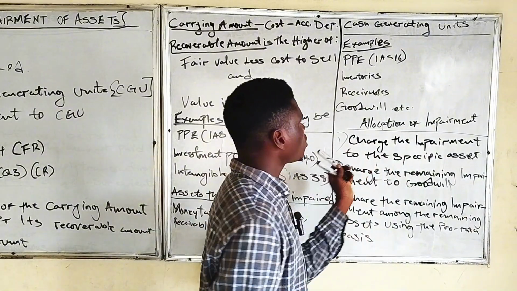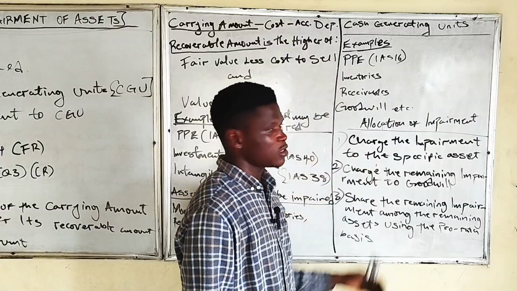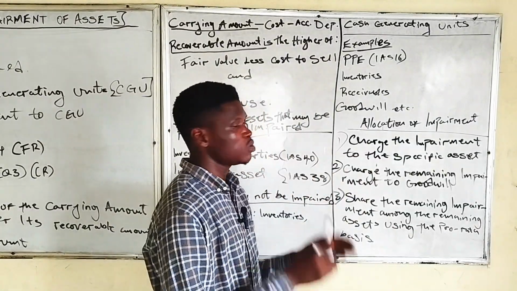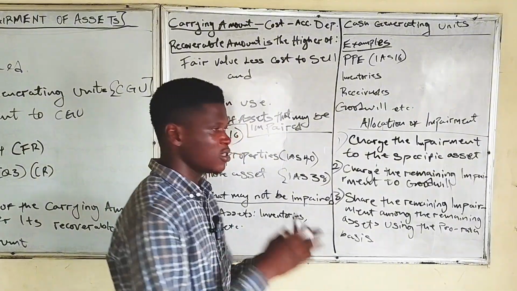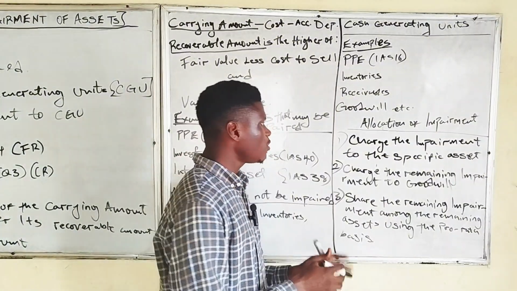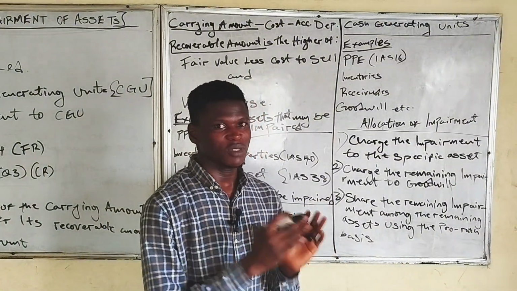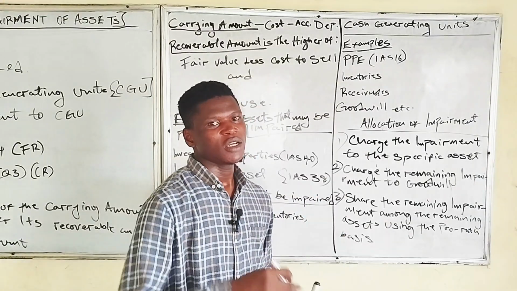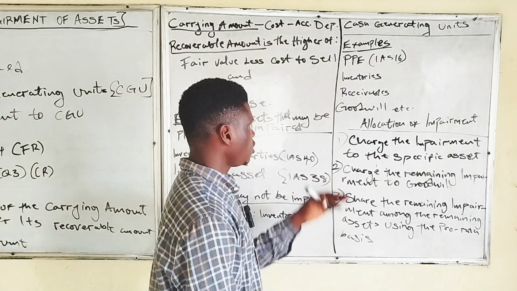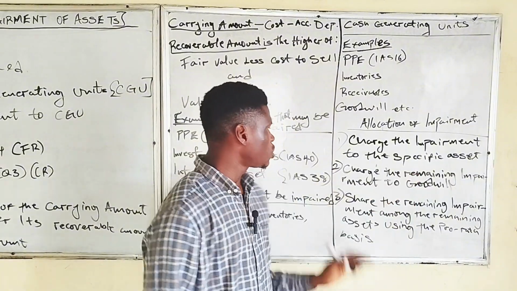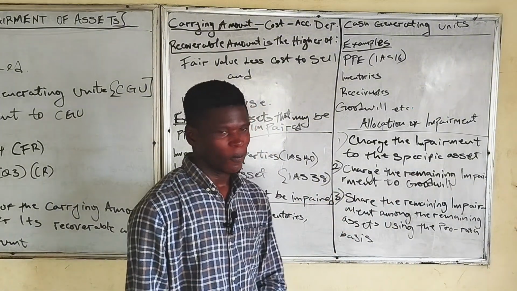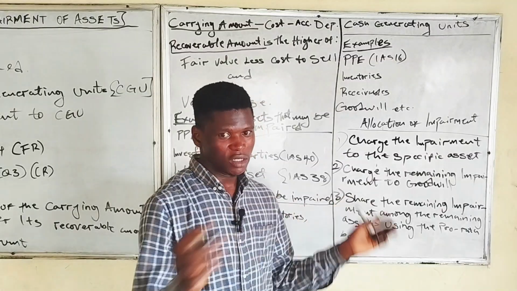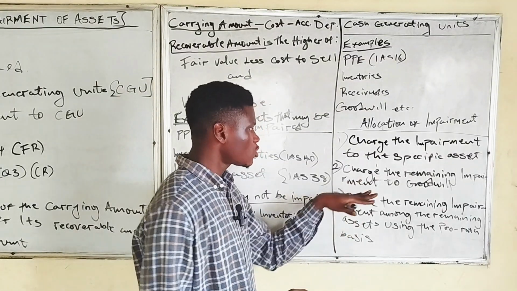So we said how we allocate impairment to assets, cash generating units, is that we charge the impairment directly to the specific asset that has been specifically impaired. We give the impairment to the asset that has been specifically impaired. That's one. We charge the remaining impairment after deducting that of the specific asset. We charge the remaining to goodwill if it can be absorbed, meaning that if goodwill can take the whole of everything, then it will be stopped there.